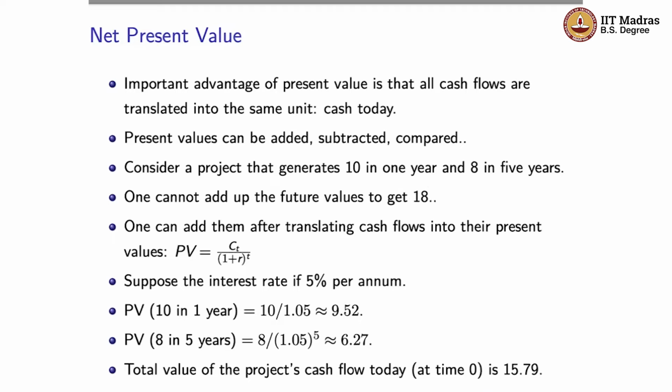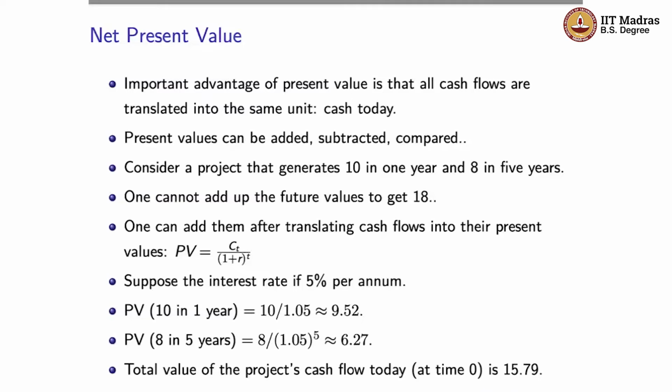So this says that suppose you have a cash flow of CT in T time periods, and the per year interest rate is R, then the present value of this cash flow in T periods ahead is going to be given by CT divided by 1 plus R to the power T, right? So let's take this particular example and suppose that the interest rate is 5% per annum, right? Then the present value of 10 in 1 year's time is going to be equal to 10 divided by 1.05 or 9.52 in today's units, right?